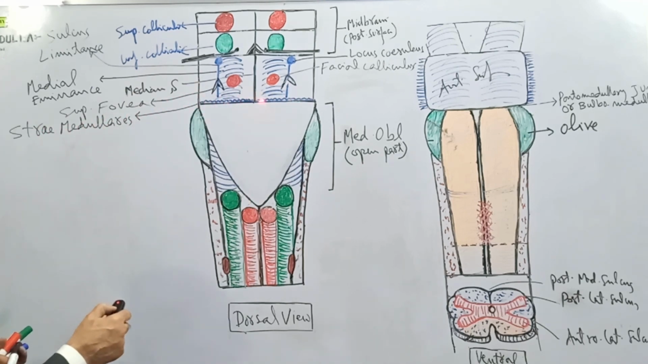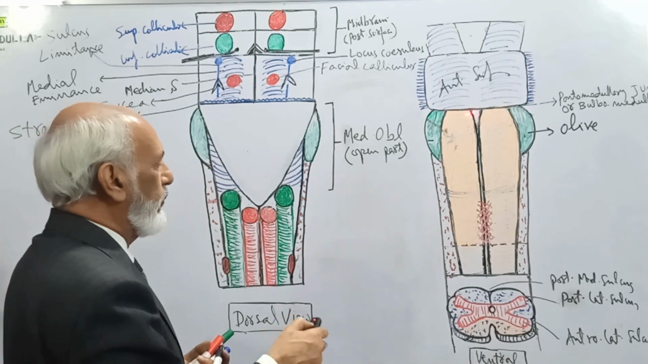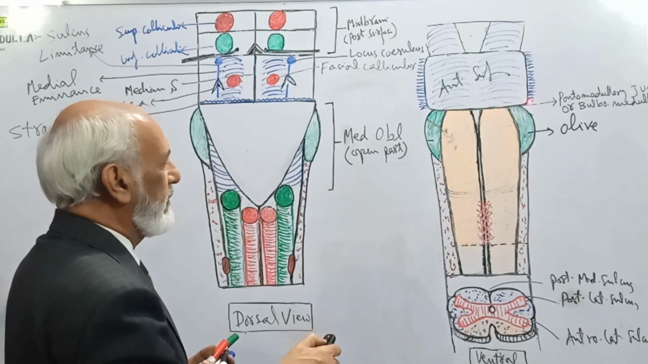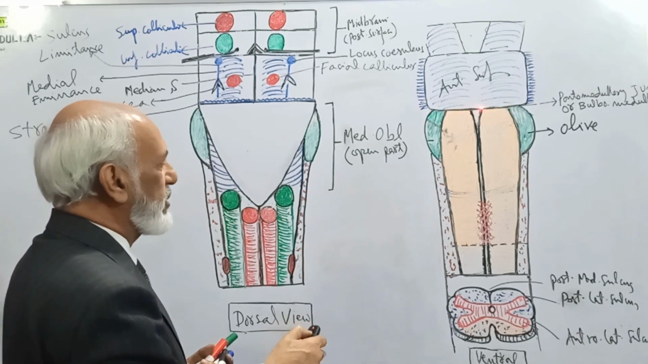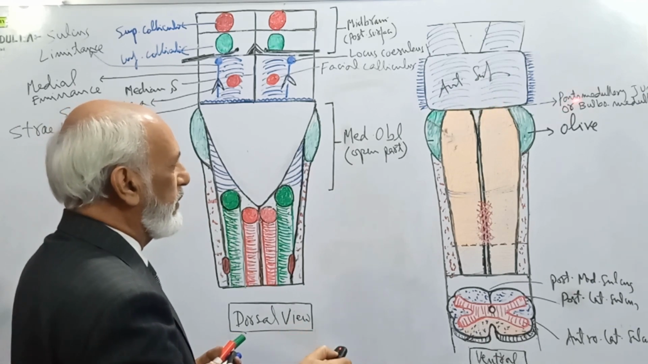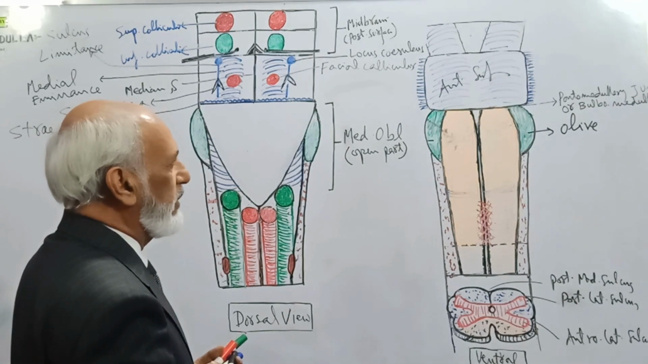Now, this junction between the pons and medulla oblongata, both dorsally and ventrally, is known as the pontomedullary junction. This is the lower part of the pons, and this also forms a junction between pons and medulla oblongata known as the pontomedullary junction. This junction is also known as the bulbopontine sulcus.